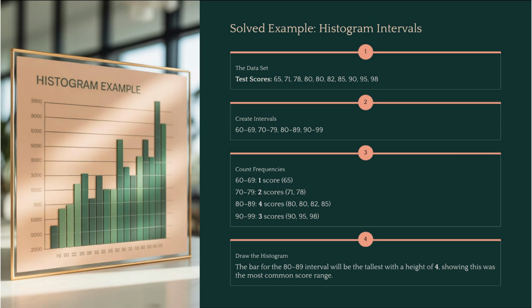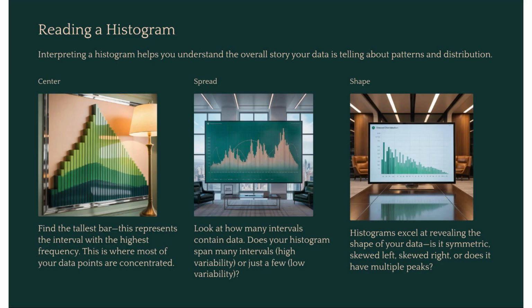Let's look at test scores: 65, 71, 78, 80, 80, 82, 85, 90, 95, and 98. If we choose intervals of 10, we get 60 to 69 has 1 score, 70 to 79 has 2 scores, 80 to 89 has 4 scores, and 90 to 99 has 3 scores. When we draw the histogram, the bar for 80 to 89 will be the tallest, showing that most students scored in the 80s. Histograms are powerful for quickly showing the shape of a distribution.